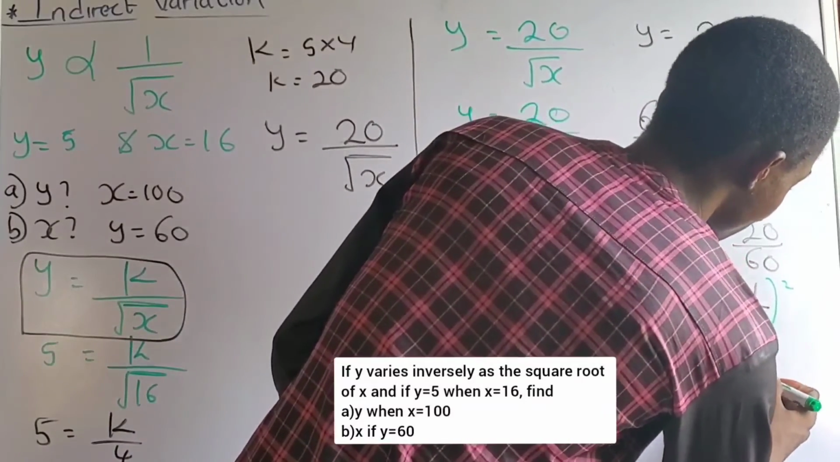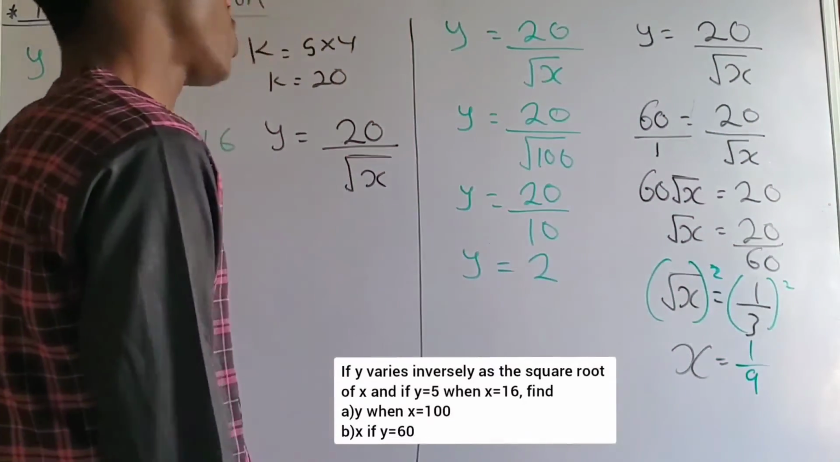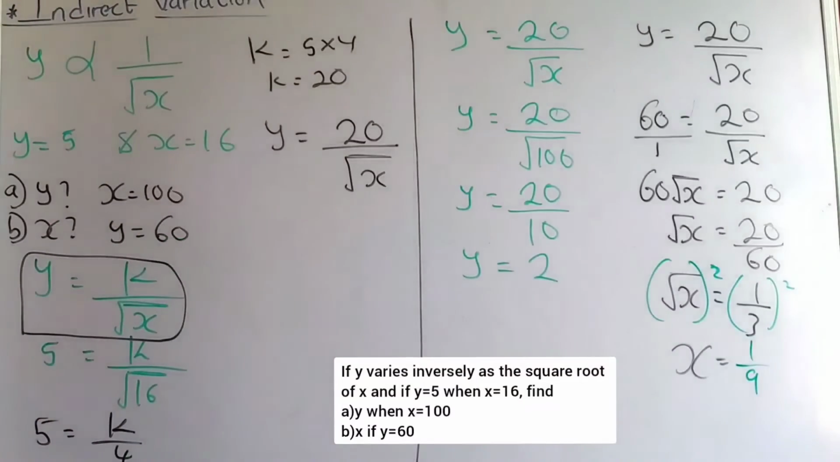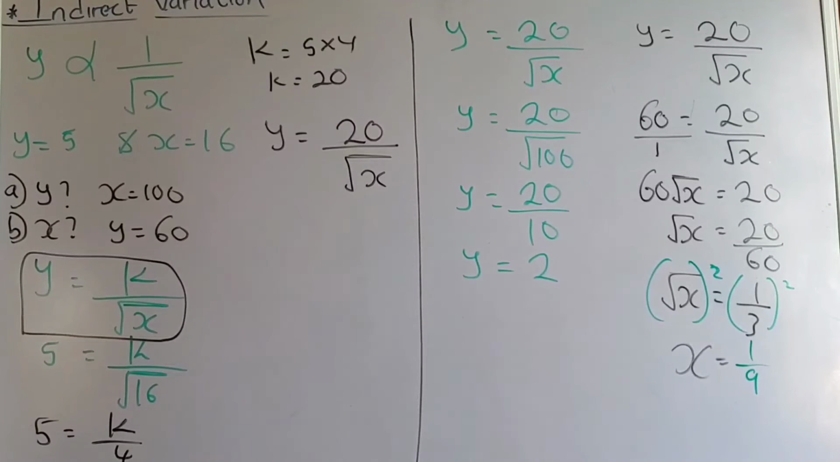So the value of x when y is 60 is 1 over 9. Do you understand? If you have any question, let me know, okay? If you don't have any question, we can proceed to the next question.